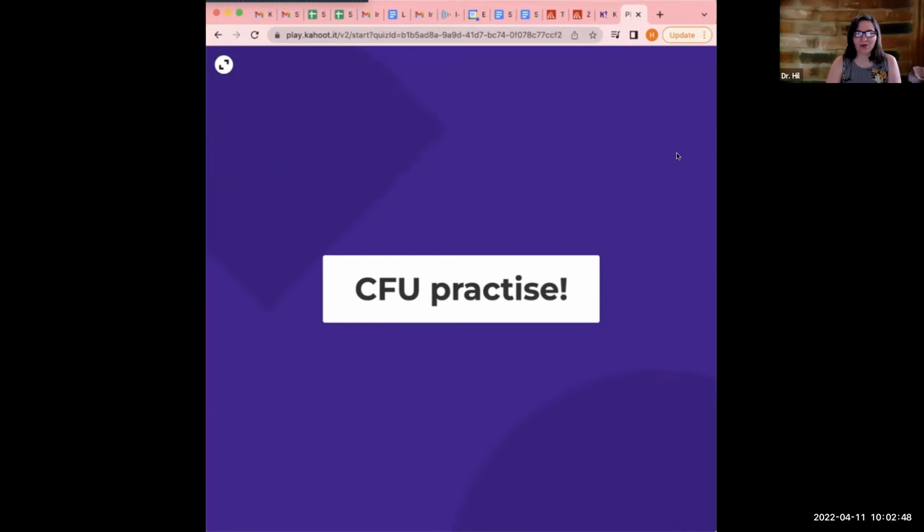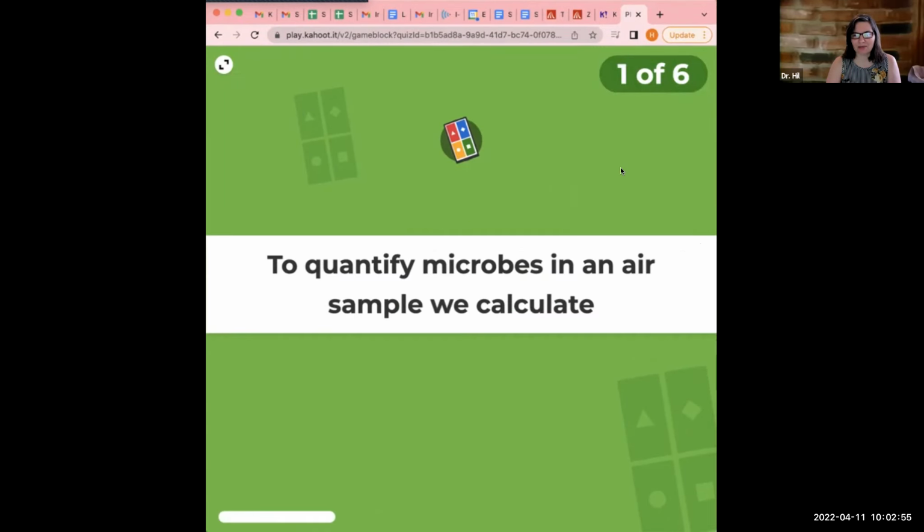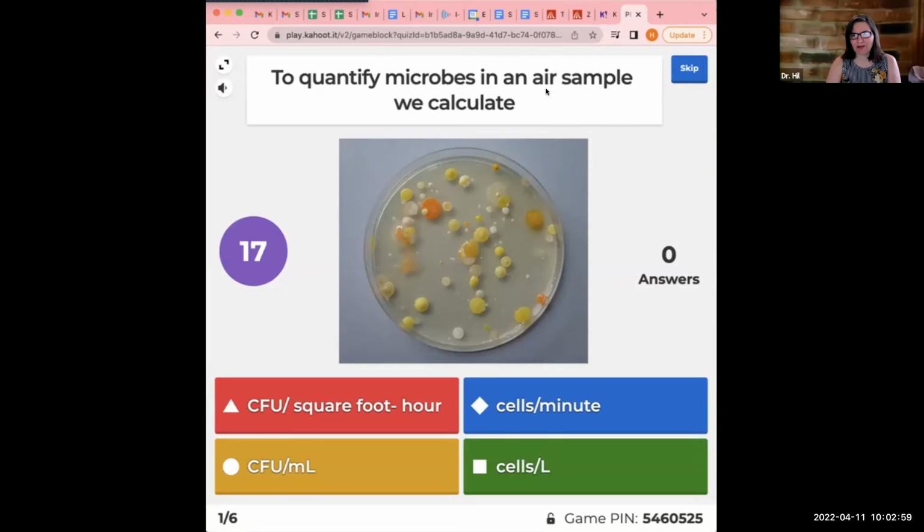This is just a really quick CFU practice. Hopefully I've drilled this into your head so much it's going to be something you can do in your sleep by the time you get to the test, but maybe that's not true today. To quantify microbes in an air sample, what do we calculate?